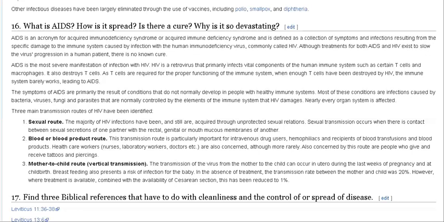Number 2, blood or blood product route. This transmission route is particularly important for intravenous drug users, so when they inject the drug into the vein, hemophiliacs, and recipients of blood transfusions and blood products. Healthcare workers, nurses, laboratory workers, doctors, etc., are also concerned, although more rarely. So basically, working with the fluids, that's what gets HIV across.